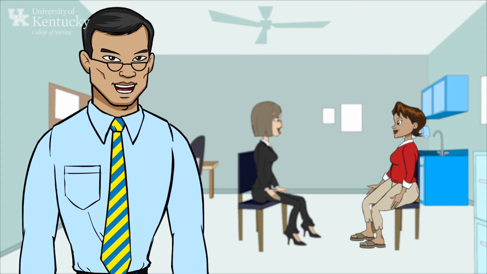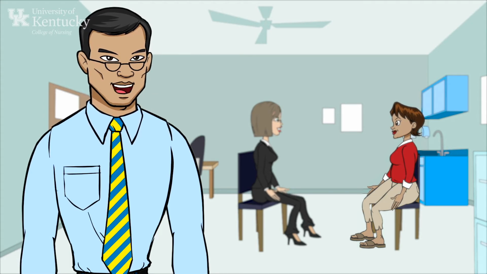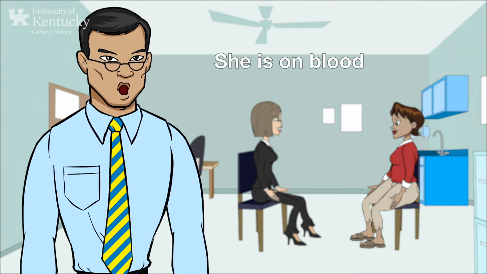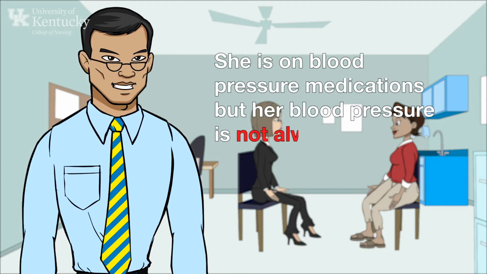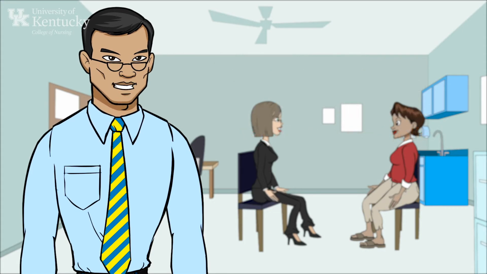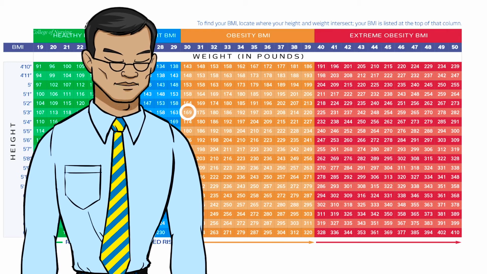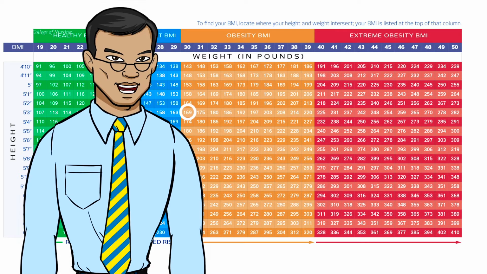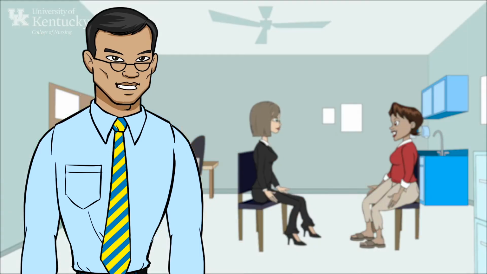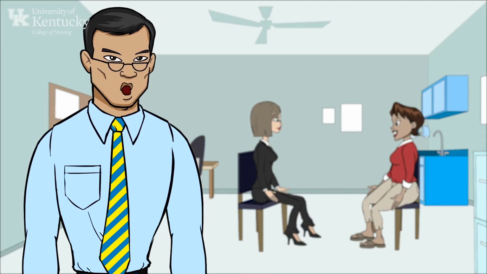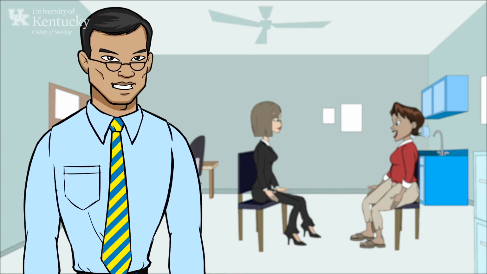Sarah Smith is a 48-year-old female at your office for her annual exam. She is on blood pressure medications, but her blood pressure is not always controlled. She also has a BMI of 30, which puts her in the overweight category. Additionally, she has high cholesterol and family history of heart disease. Her father had a heart attack at age 72. She has completed the audit screening tool as part of her annual exam and received a score of 12.